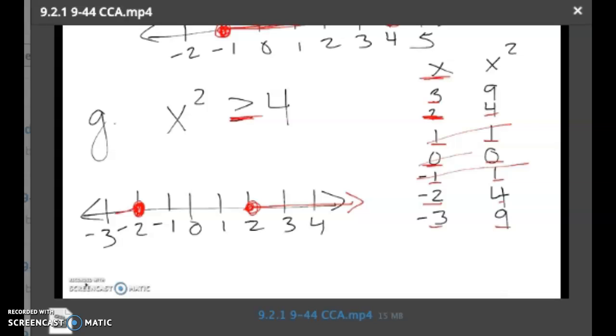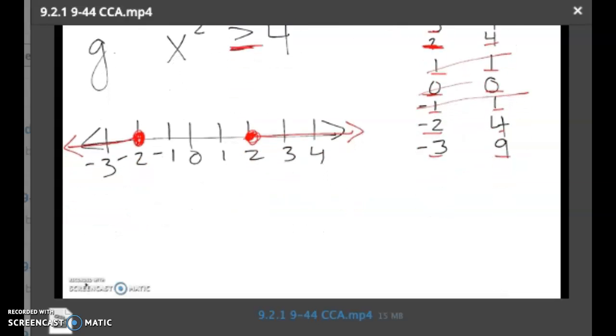So all of these numbers that are off to the left here, when we square them, we will get a number greater than 4, right? -3 squared is 9. That's greater than 4. -4 squared is 16. That's greater than 4. So that's what our solution looks like for this problem. We've got our solid dots on 2 and -2, and then our numbers that will make this inequality true are going to go off to the right of +2 and off to the left of -2.